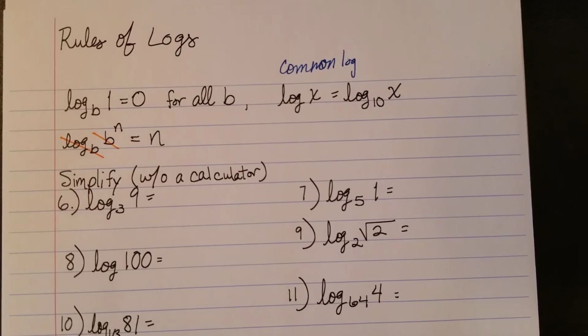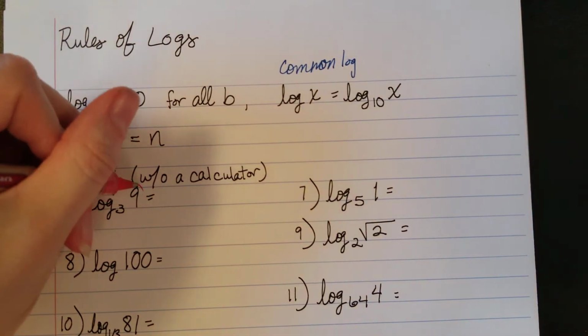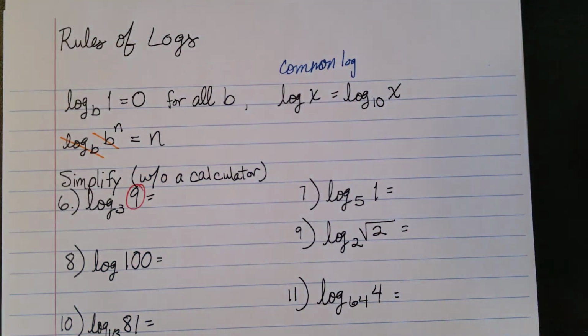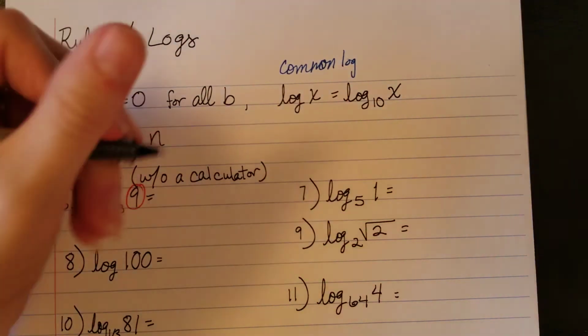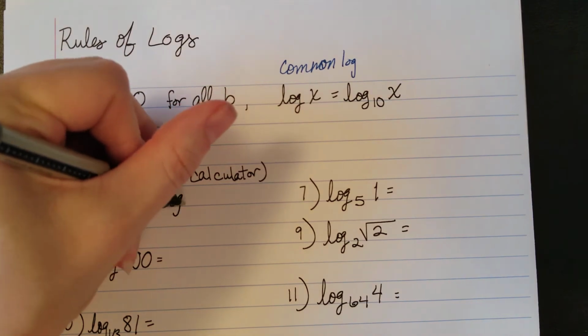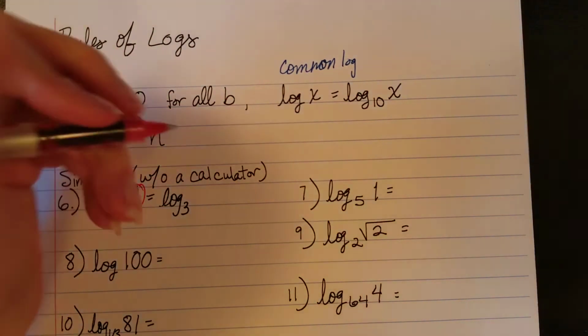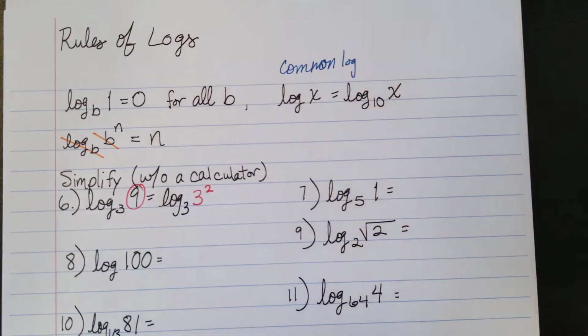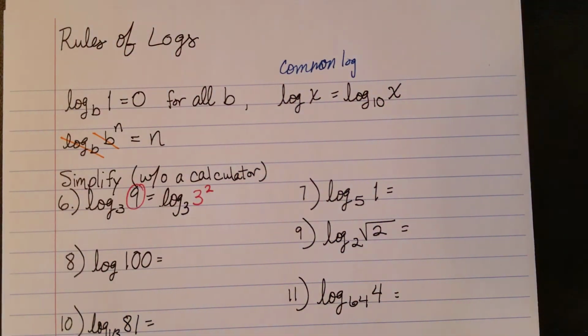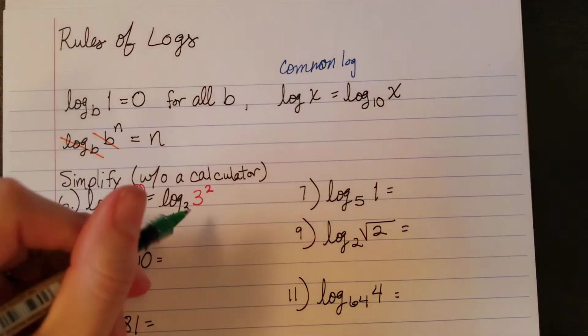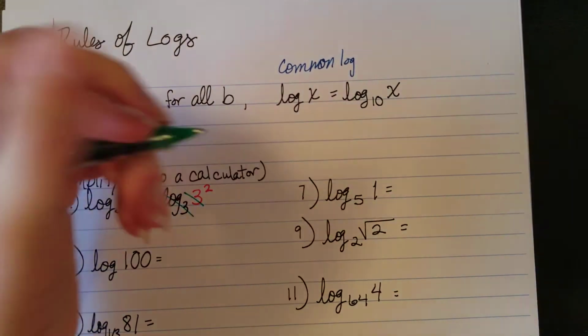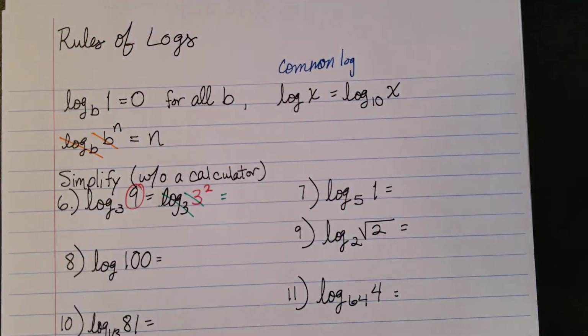All right, so simplify without using a calculator. So log base 3 of 9. What we would do is rewrite the 9 using the base of 3. So 9 is the same thing as 3 to what power? Well, we know that 9 is the same thing as 3 squared. So then these can cancel each other out, and the final answer is just equal to 2.